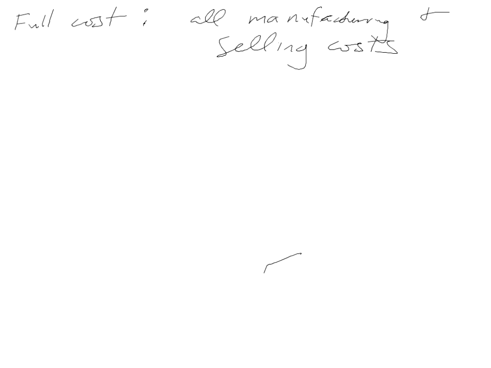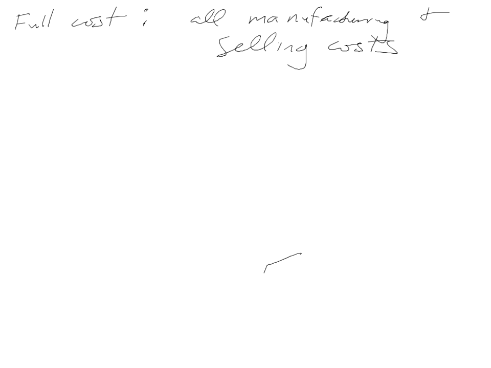So let's take a look. All right, so again, full cost is the most complete cost method. It includes manufacturing costs as well as selling costs. So we're going to add all of those up.